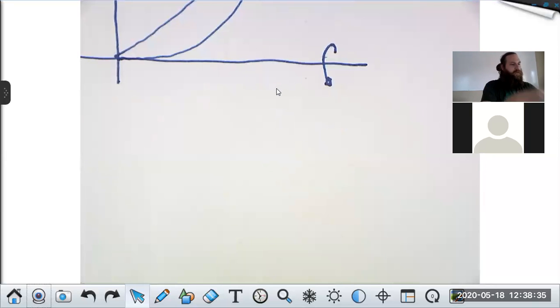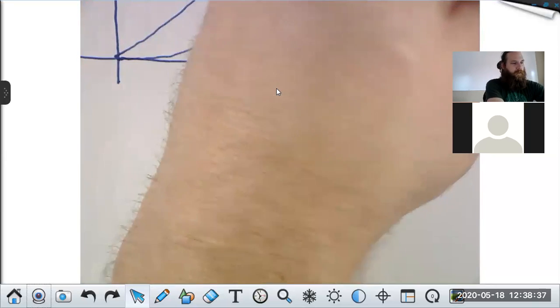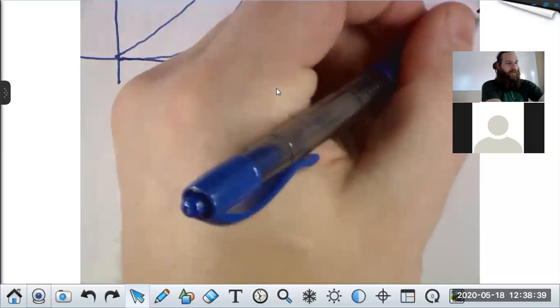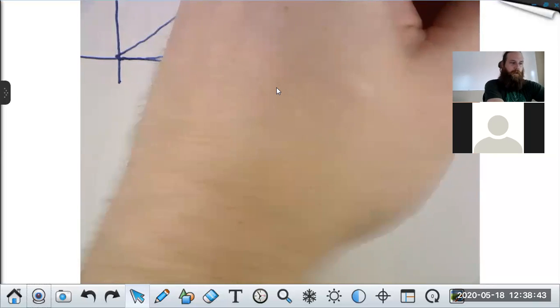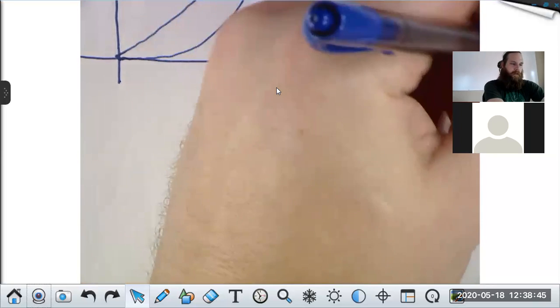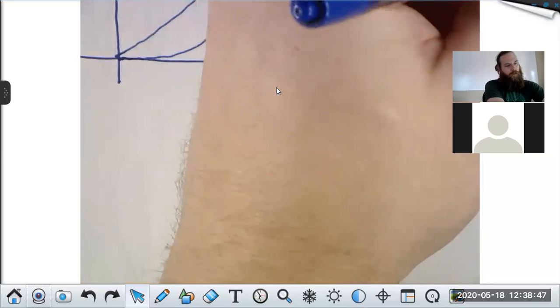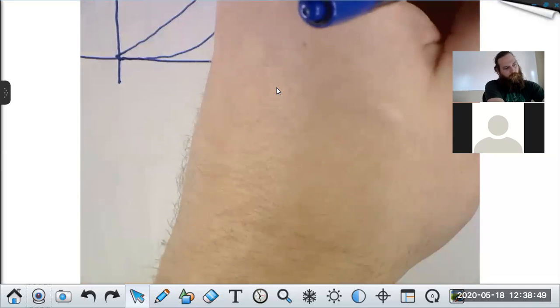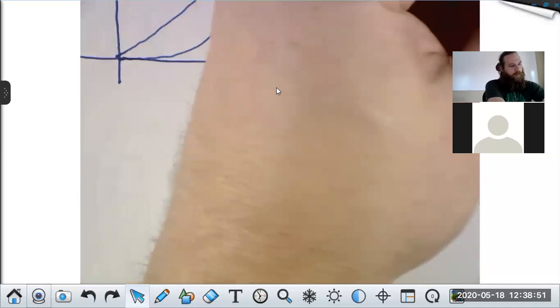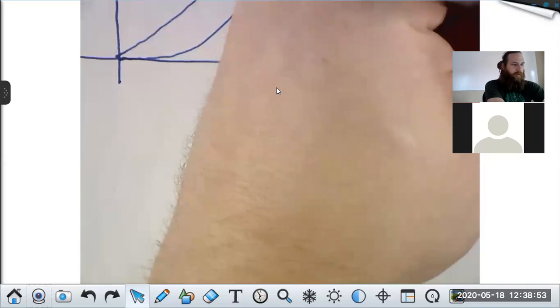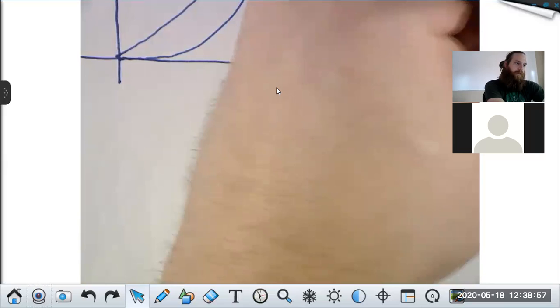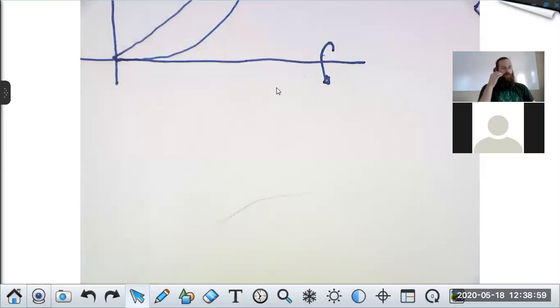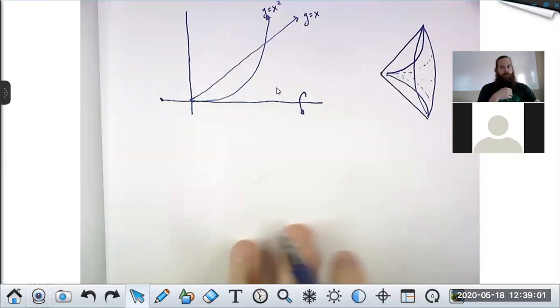That's the solid. I'll do my best to sketch it here. It's going to look like this, but the cross sections look like this. And then the whole thing, of course, is rotationally symmetric. So something like this is what our solid looks like.